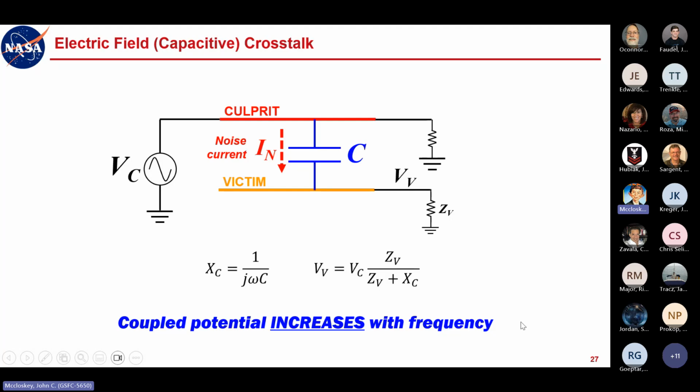So all this fits into how and why we EMC engineers keep harping on frequency: all of these effects, by and large, get more pronounced with frequency.